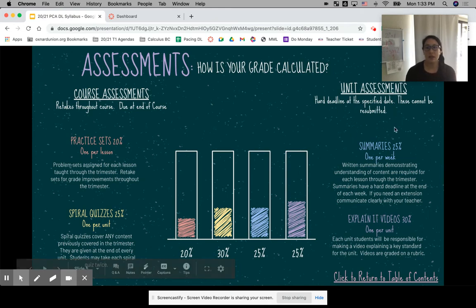So unit assessments have a hard deadline. Summaries are due at the end of every week, so on Sunday of every week, you have one summary per week. And then your explain it videos will be due at the end of every unit, so one per unit. Together, these different assignments basically take the place of the tests that we normally would have in class.